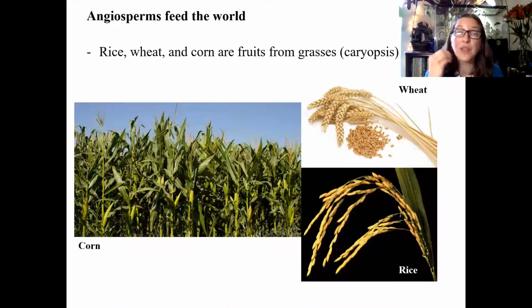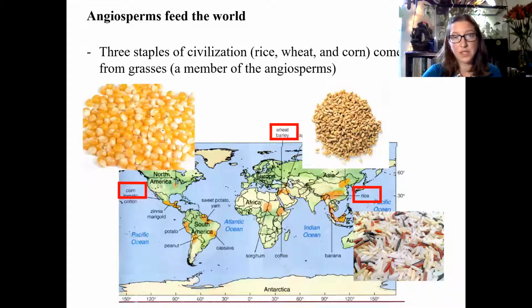And so the actual thing that we eat from rice, wheat, and corn are the fruits of those grasses, which is called a caryopsis. And you can see the fruits of those here. It's a little harder to see the corn fruits because they're on the cob, but you can see them better in this slide here.